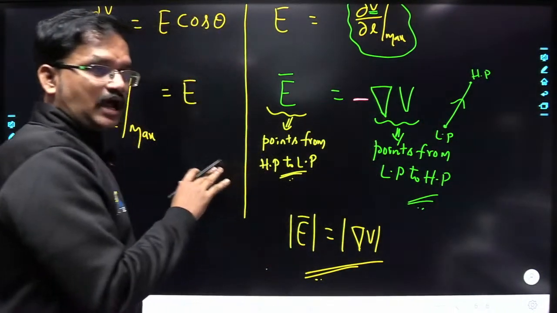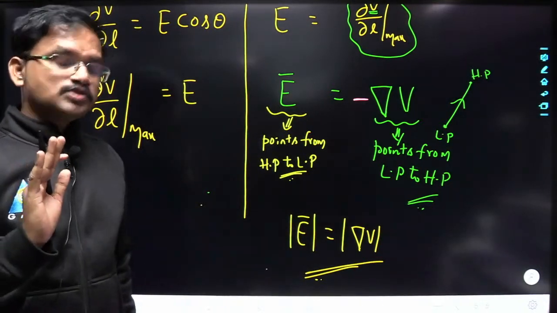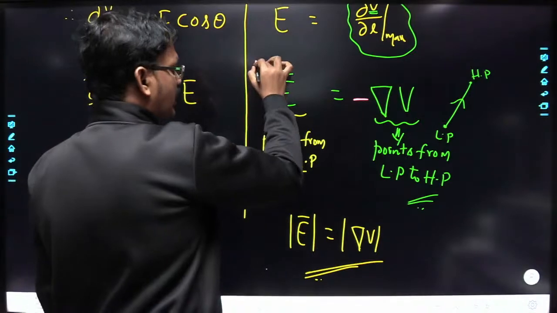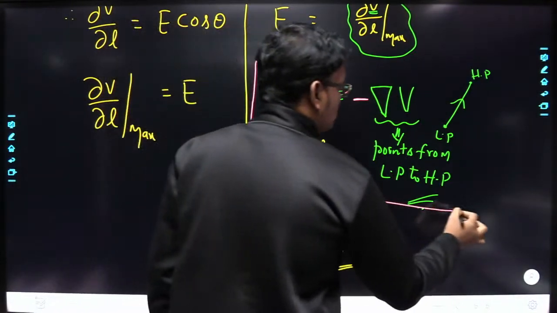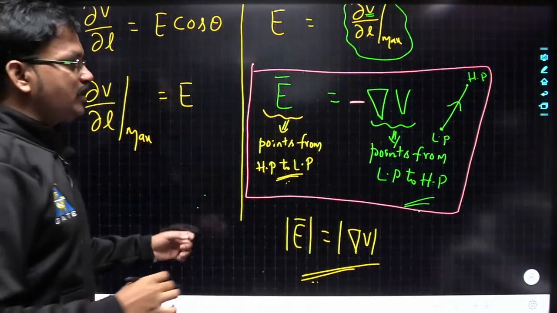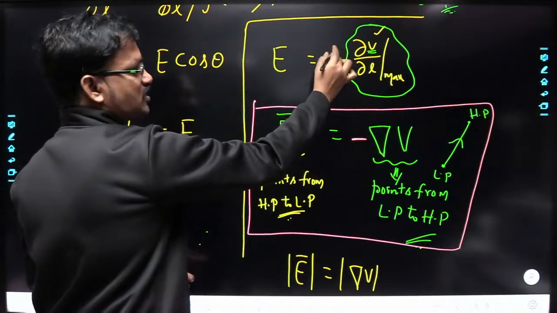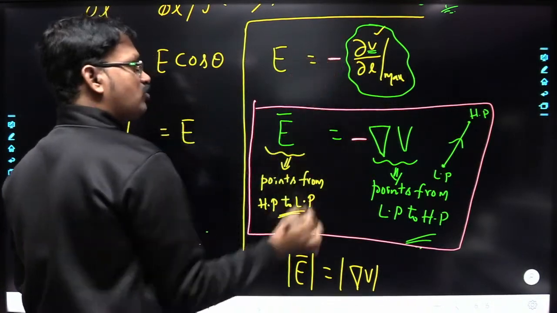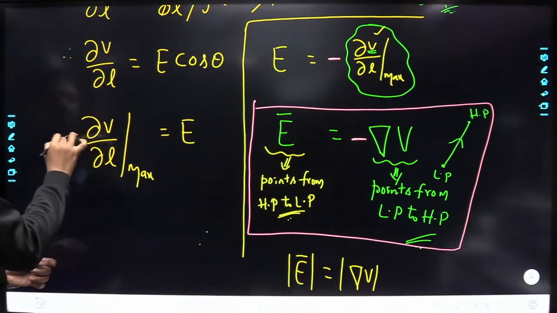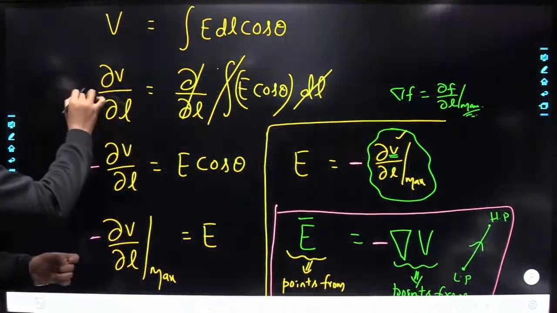Here I am trying to derive the relation between electric field and potential. So finally, what I got: E is equal to minus gradient of V. So here you must have a minus sign.